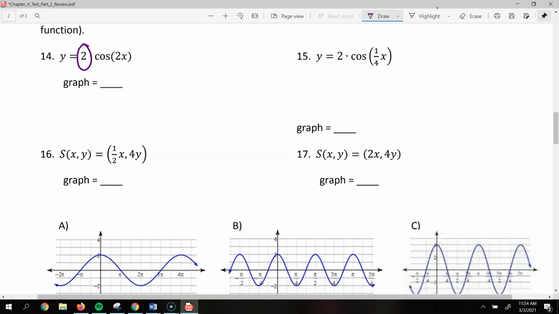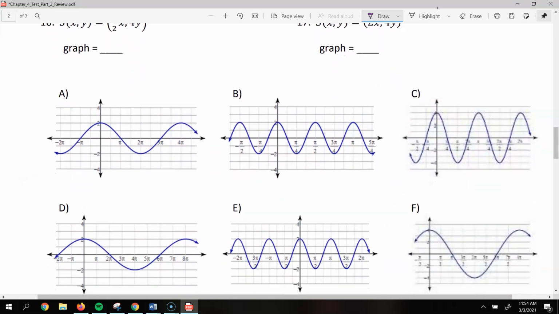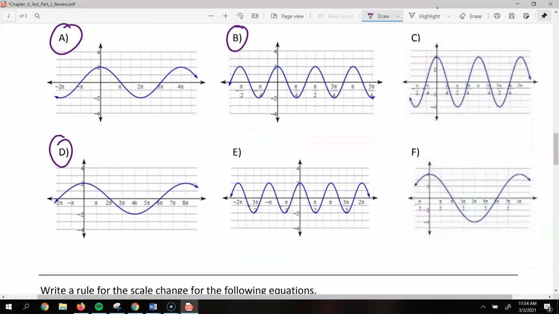So that means instead of oscillating between -1 and 1, it's going to be stretched vertically, so to be twice the size. So now it's going to oscillate between -2 and 2. So let's see which graphs do that. So we would have A oscillates between -2 and 2, so does B. C goes between -4 and 4. D goes between -2 and 2. E goes between -2 and 2. And F goes between -4 and 4.